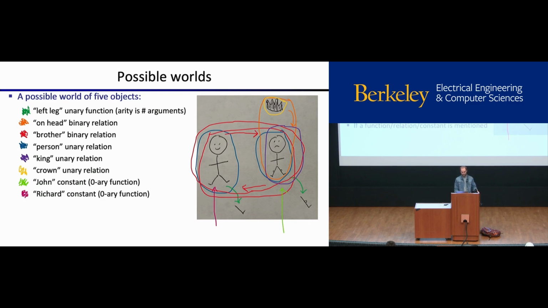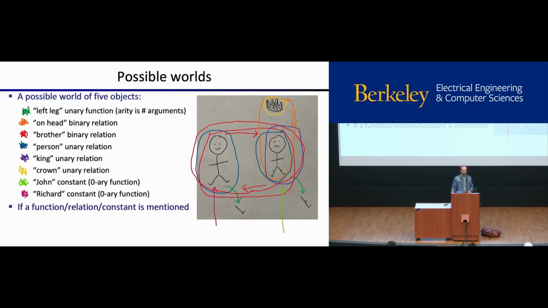Same for the Richard constant. So if a function, relation, or constant is mentioned in the sentence, then the possible world that allows us to determine whether the sentence is true is going to have to say: how many objects are there? How do the functions work? When I input this, what does it return? When I input that, what does it return? How do the relations work? On which objects, or pairs of objects, or triples of objects, do they return true? On which do they return false?